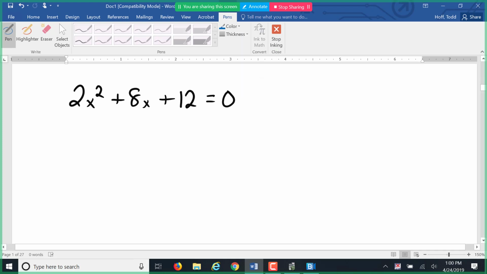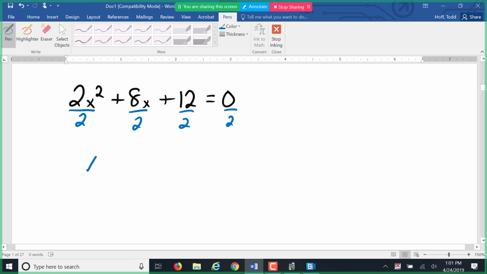What do you see that's different about this one? There's a 2 in front of the x squared. We haven't had that before. We don't like that. It can't be a perfect square trinomial with a 2 in front of the x squared. So what we're going to do is divide by that coefficient. I'm going to divide by 2. Notice every term in the whole equation has to be divided by 2.